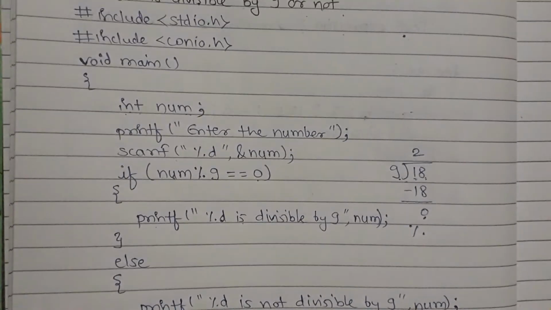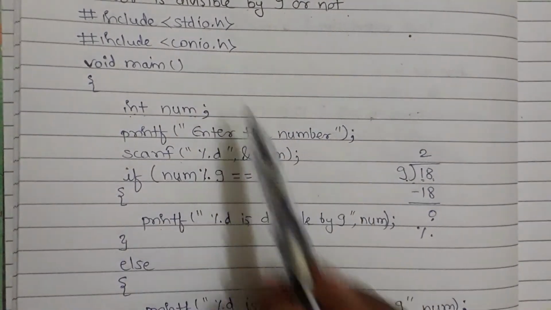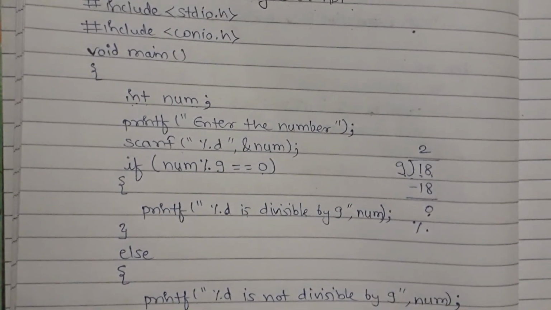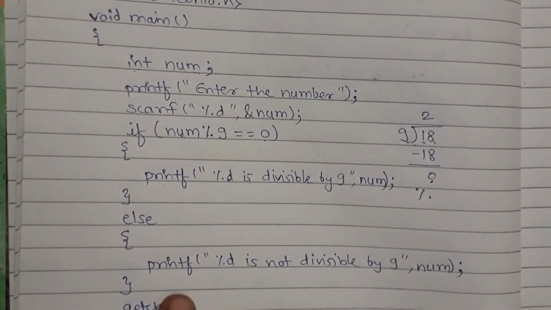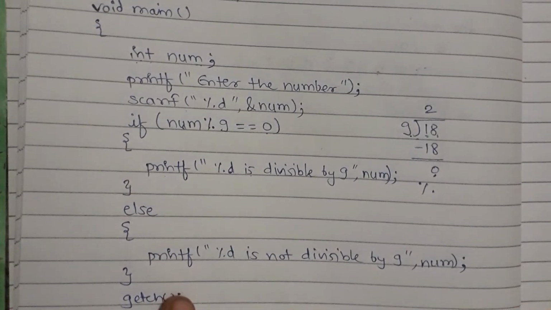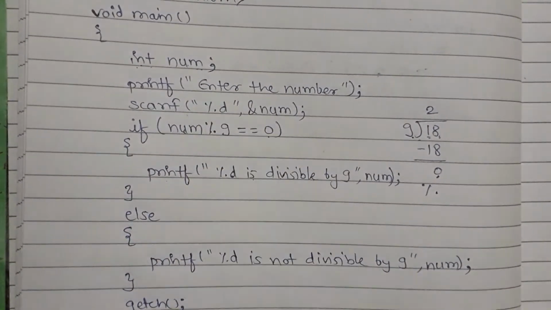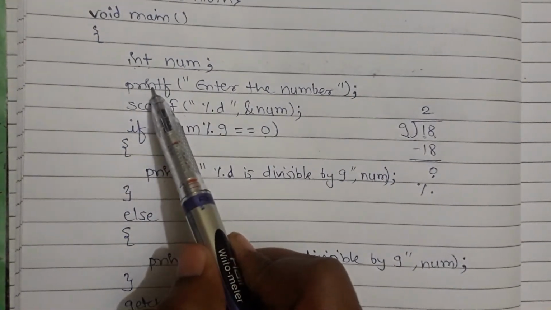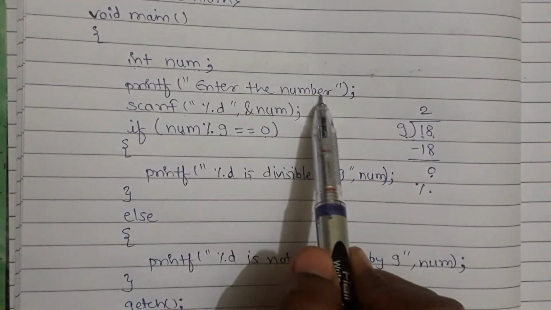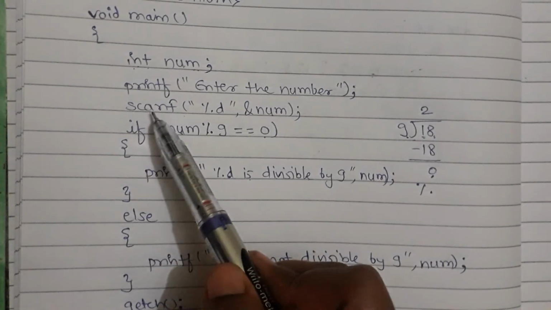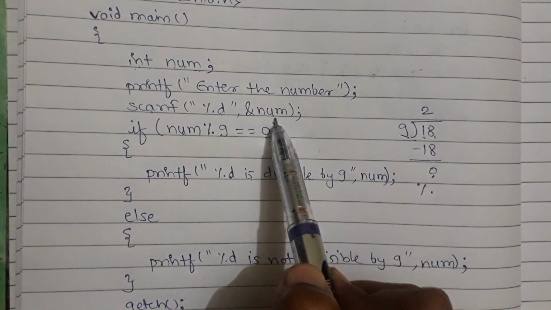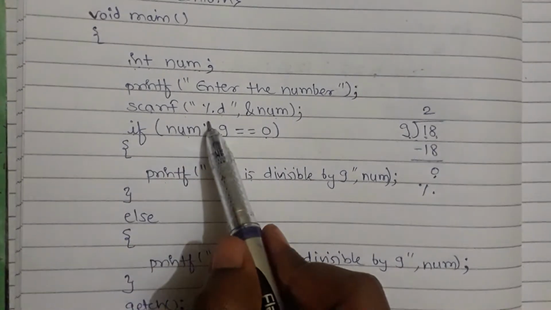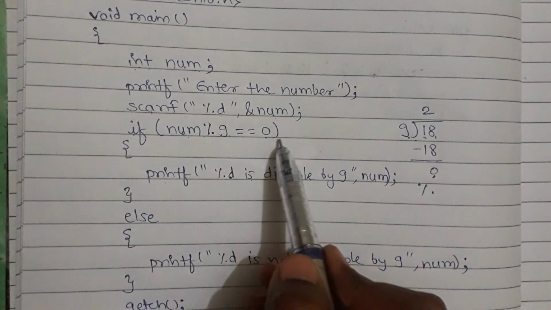So initially we include the two header files, and after that we write the void main function, and within this void main function we write int num. The variable is declared. Then we print a message by using the printf function. Within this we write enter the number. Then we take the value from the user. So therefore we write scanf %d ampersand num.